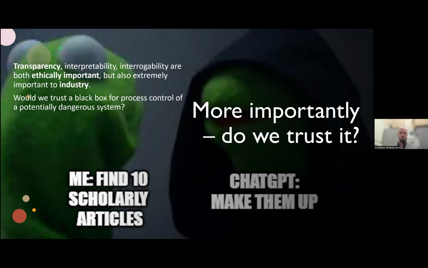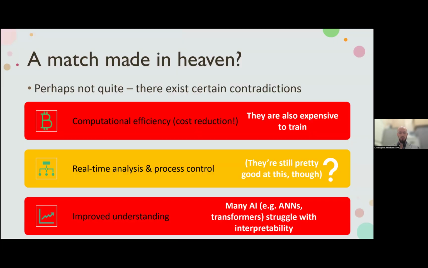Would we trust a true black box like an artificial neural network for the process control of a potentially dangerous system or to produce a potentially dangerous product? And the last time I canvassed a room full of industry specialists, the answer was a resounding no. So even this one has a question mark behind it, because are they useful for process control if we don't trust them for process control? And that's a very important question in the field at the moment.